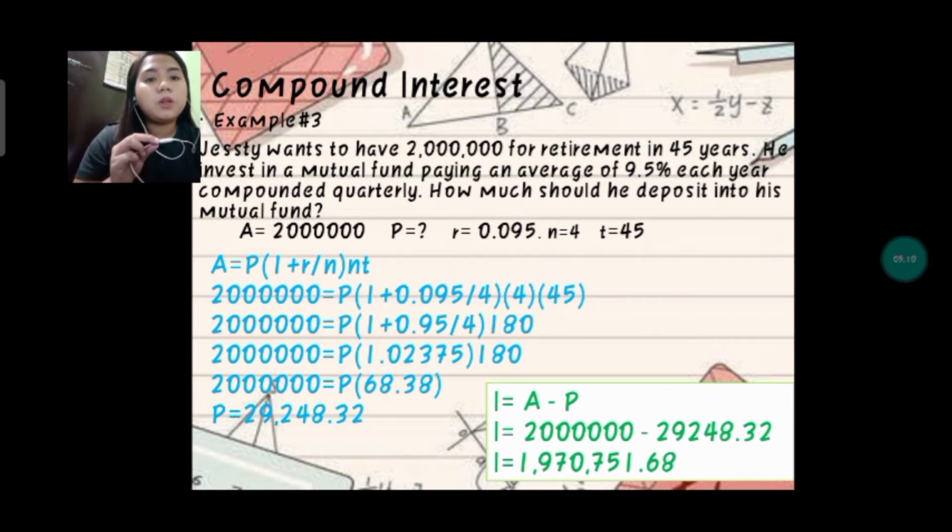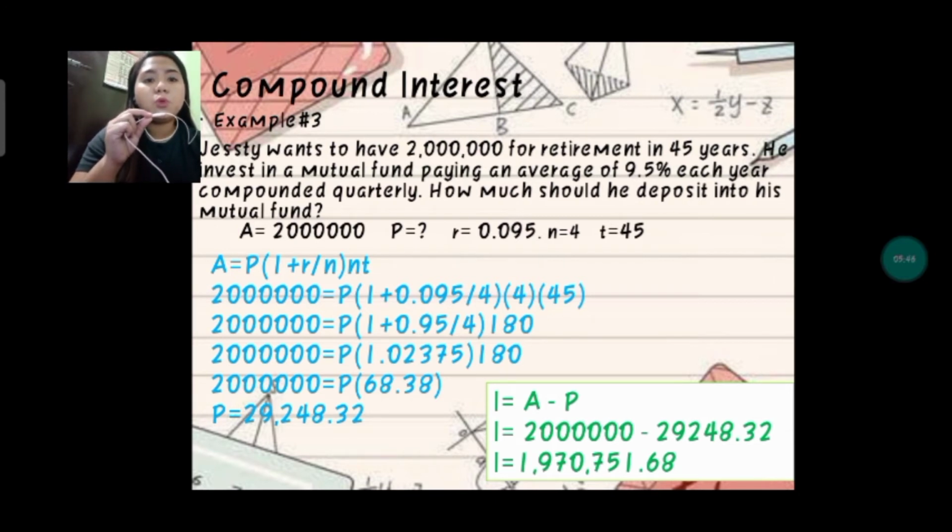When we say compounded quarterly, in 1 year we have 4 quarters, so we just put n = 4. And t is time, which is 45, because it says here that the GST wants to have 2 million for retirement in 45 years. Then we substitute: A = 2 million = P times (1 + 0.095/4) raised to the power of 4 times 45. 4 times 45 equals 180.